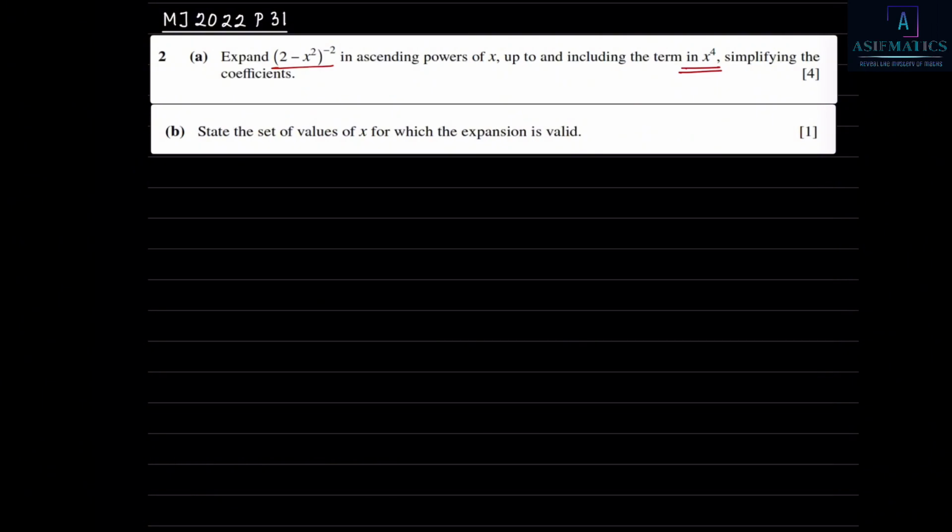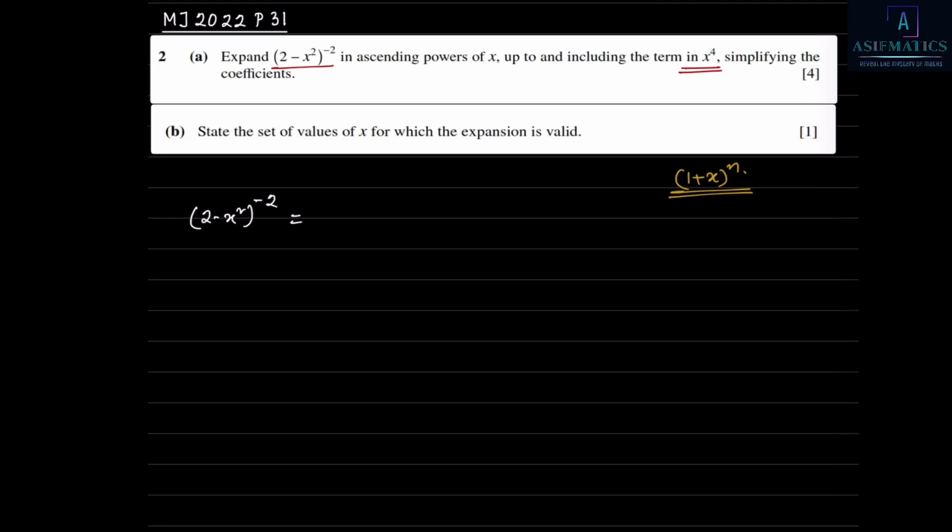As I said, we must bring whatever term we have to the form 1 plus x to the power n. This is our usual format to do the binomial expansion. So here we can write this as 2 minus x squared to the power negative 2. And this is not in 1 plus x format, so we need to make it 1 plus x first.